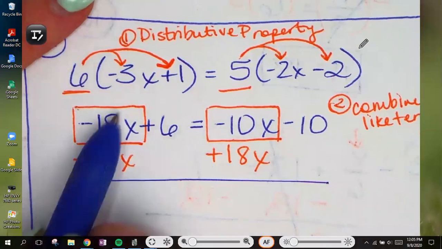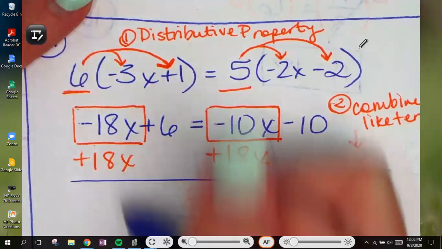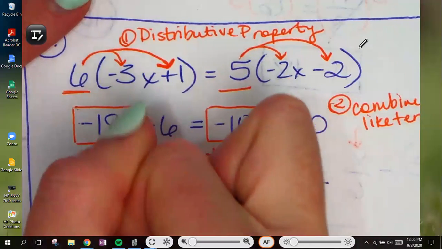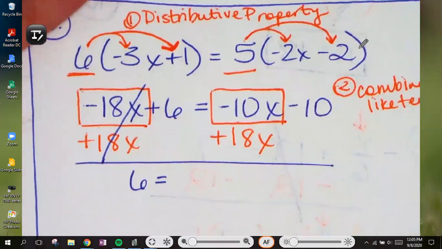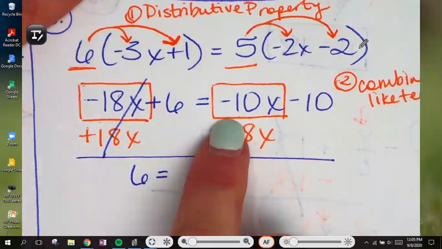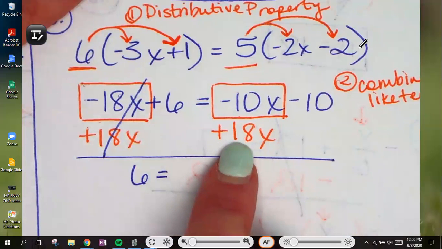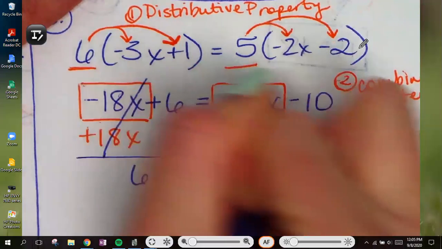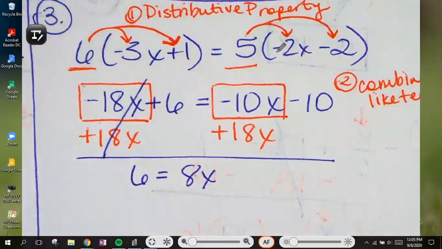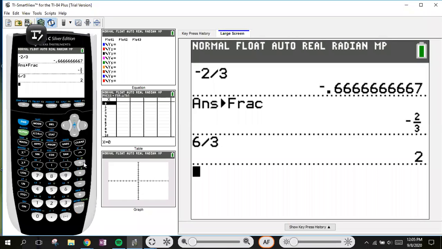So what happens to my 18s? Cancel out, and I bring down my 6. Now we have to simplify negative 10 plus 18. 8x. Now, if you can't do that in your head really quickly, you could easily go to your calculator.